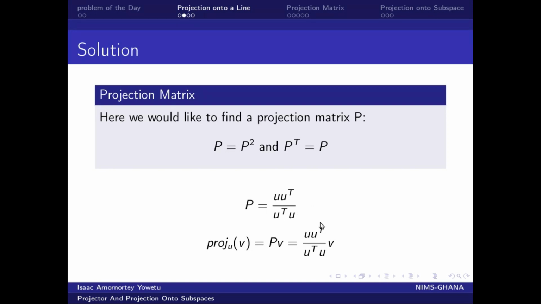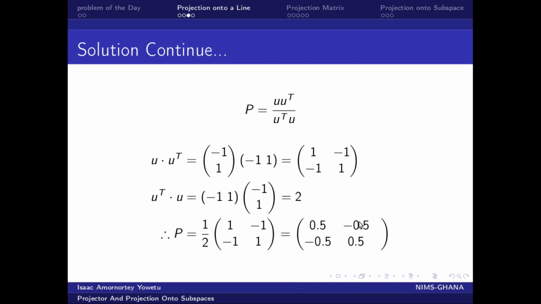Then the projection of V onto U is the same as our P matrix times V, which is expressed in this form. Now that we know the formula for finding our P matrix, which is the outer product over the inner product, we can go ahead to solve our problem.